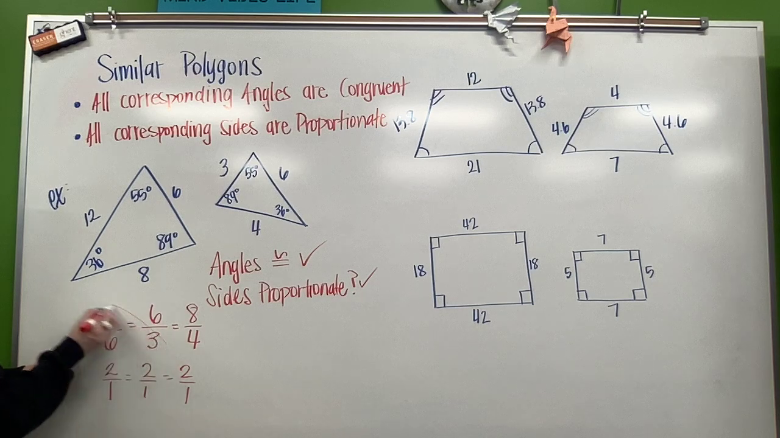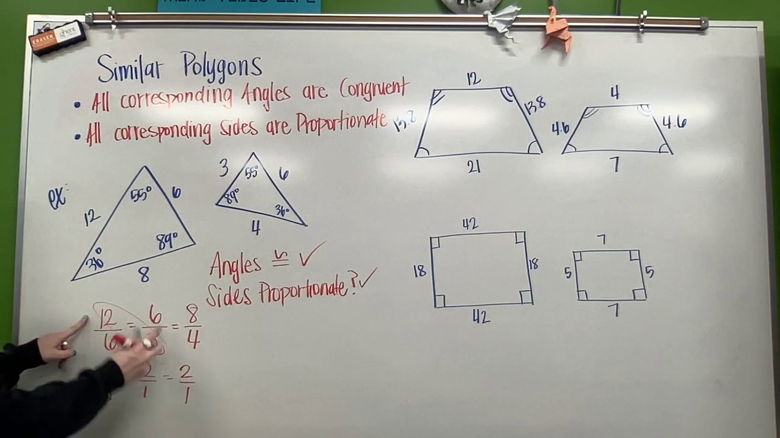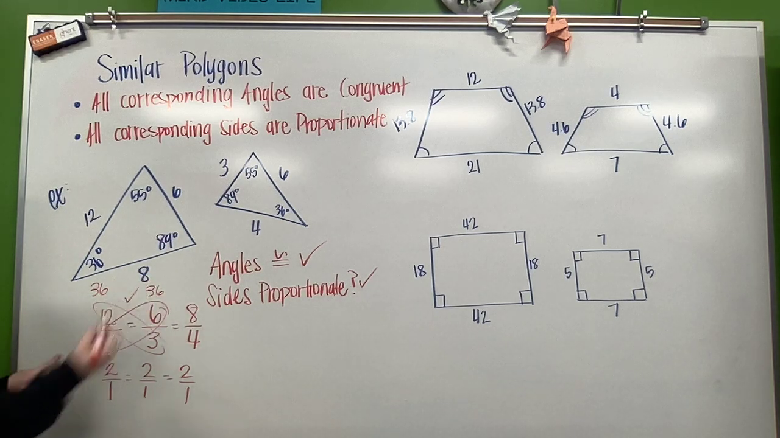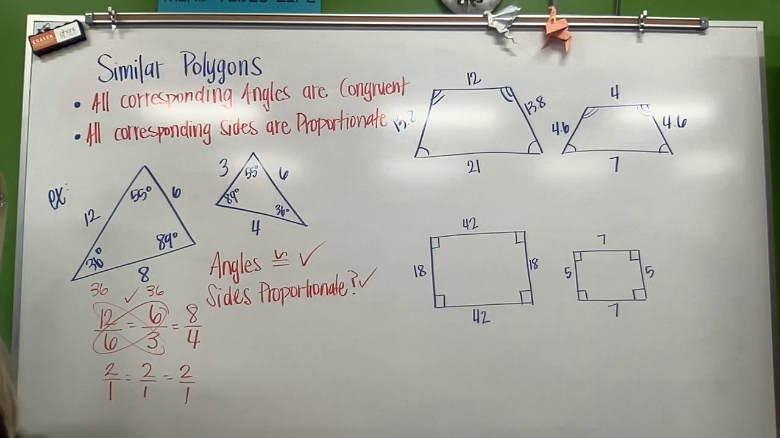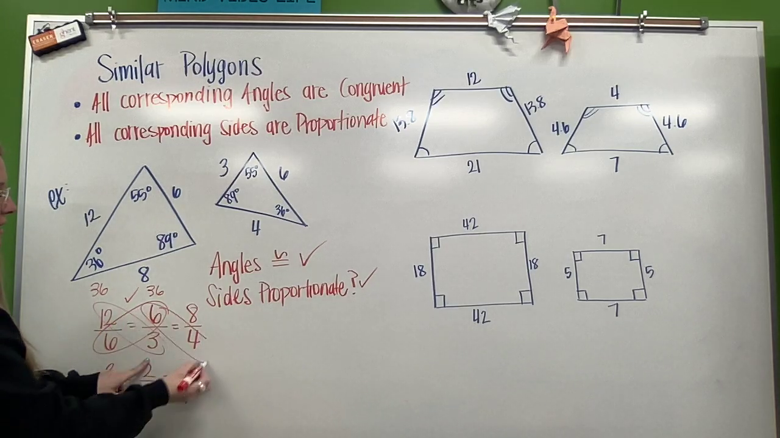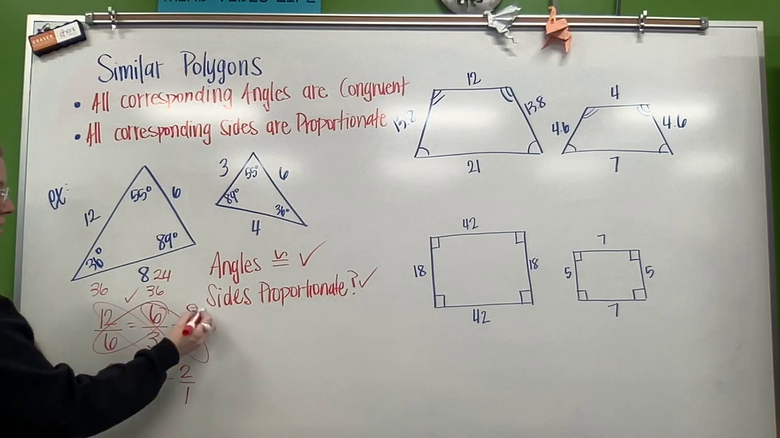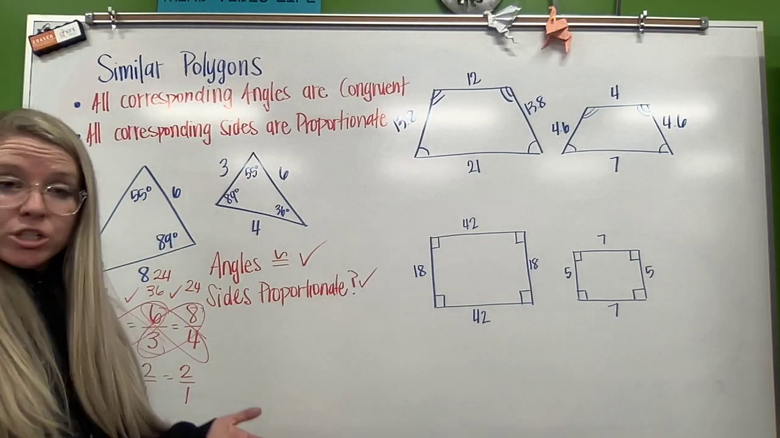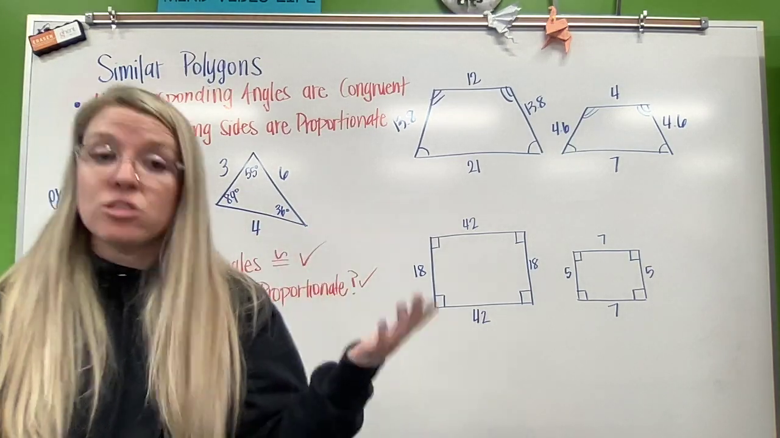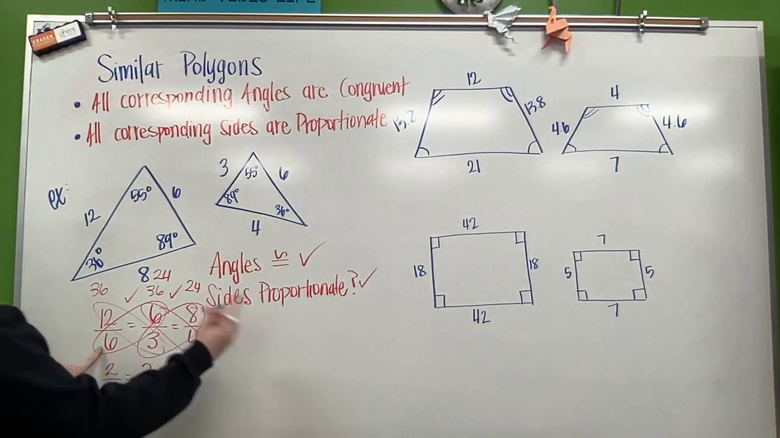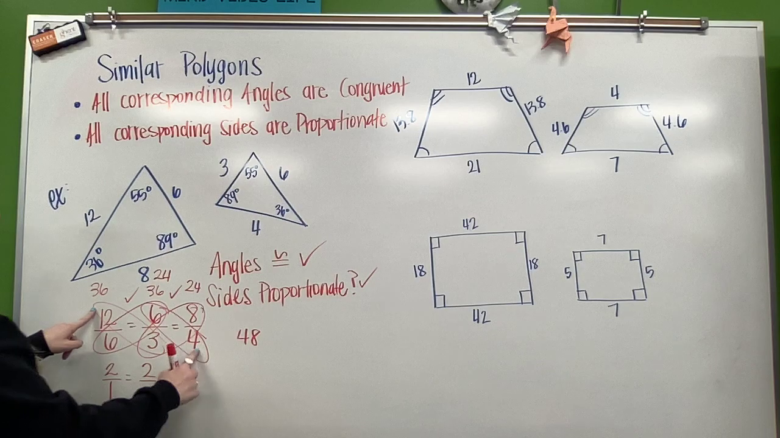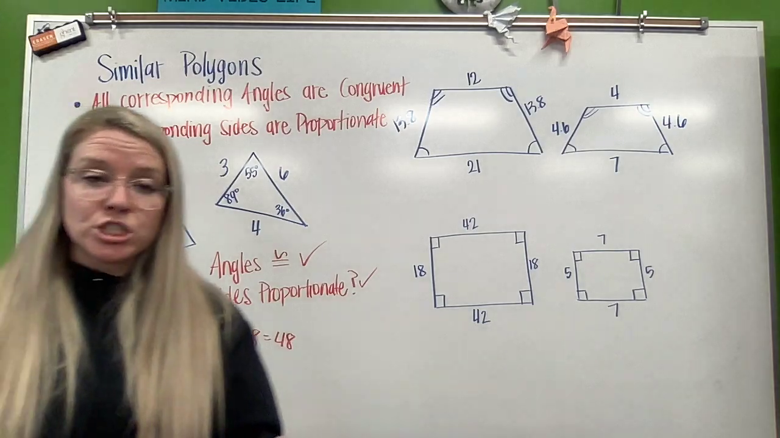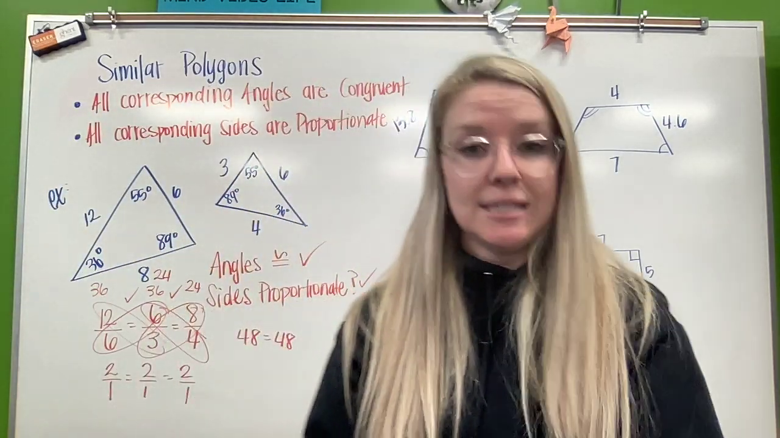Another way I could check this is cross multiplying. 12 times 3, that's 36. 6 times 6 is 36. So those two fractions are proportionate. Then here, 6 times 4, that's 24. 3 times 8, that is also 24. So these two sides are proportionate. That's perfect. But then I have to check the third side. 8 times 6 is 48, and 12 times 4 is also 48. So again, those sides are proportionate. My two triangles are similar.